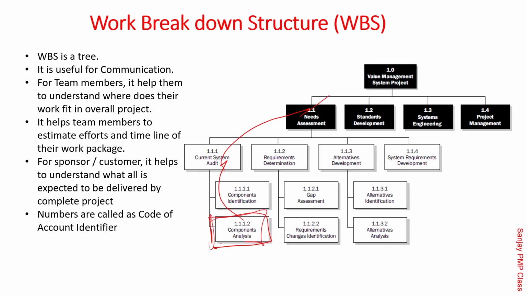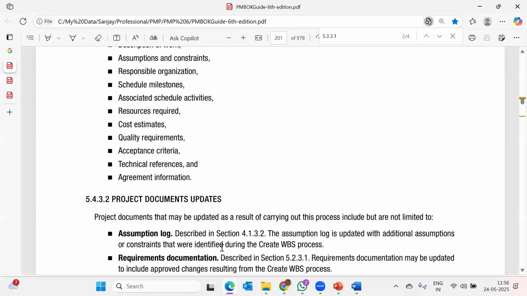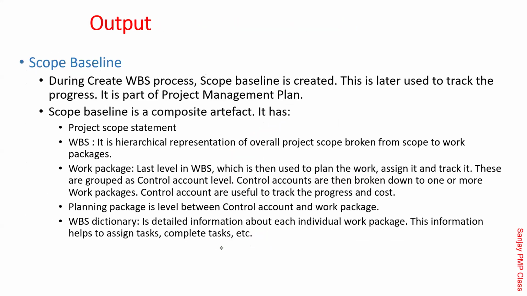But I will go ahead and check in detail what I want to do using that WBS dictionary. These details, in fact, are how this is related. Output is called the scope baseline. And Kuldeep, here was your question. Scope baseline itself has 5 things.